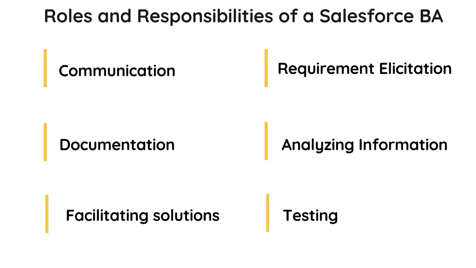Fifth is facilitating solutions. Based on analysis, the BA then identifies options for solving business challenges. Then they choose the best option and move forward with the best solution.